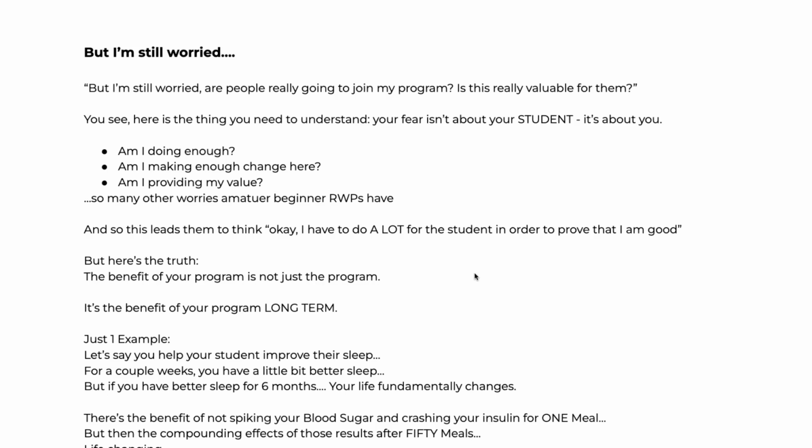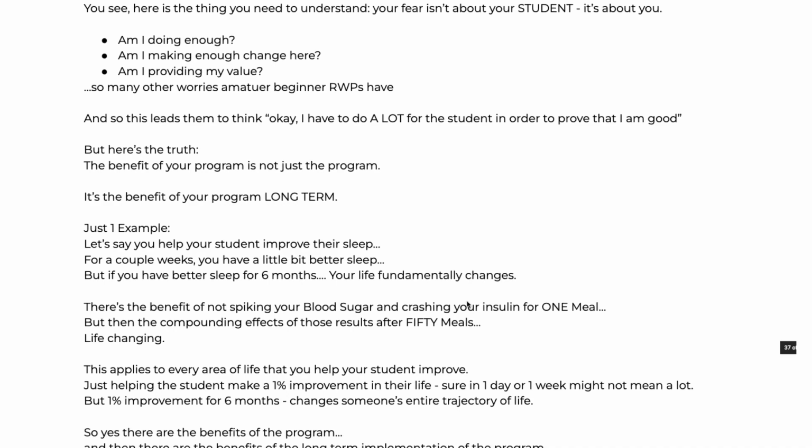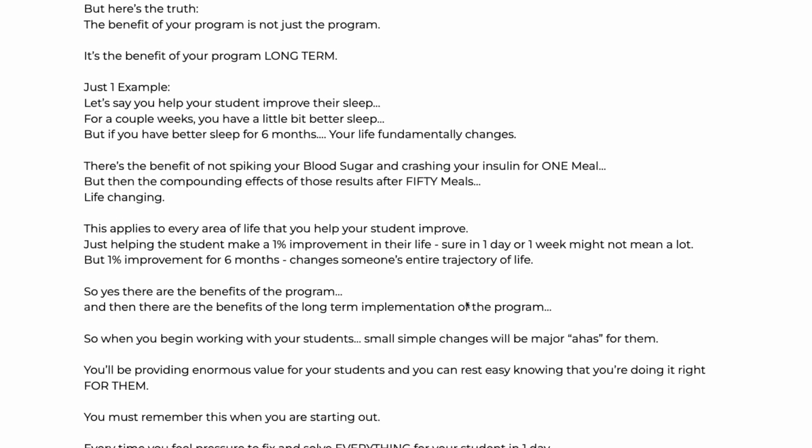The whole fear that you have, am I enough? Am I doing enough? Am I providing enough change here? Am I providing enough value? All of these other worries that amateur beginner RWPs have, all of that is stemming from your own insecurity, okay? And so this leads these insecure RWP amateur beginners to think, you know what? I got to do a lot for my student in order to be able to prove that I'm good. But here's the truth. The benefit of your program is not just the program. It's also the benefit of the long-term use of your program.